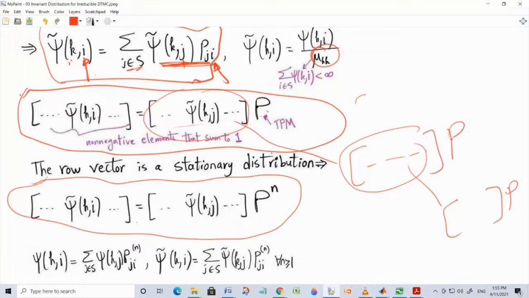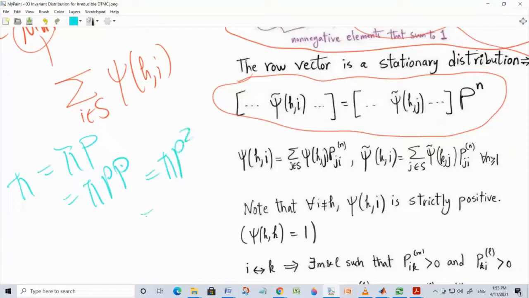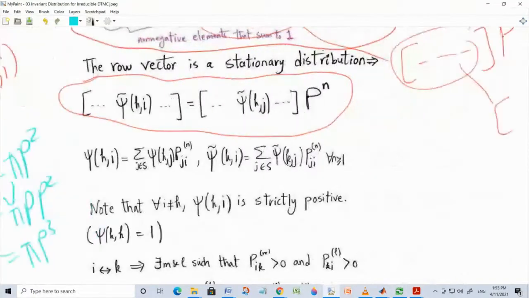Which is something that we know. If you have a stationary distribution, it satisfies the eigenequation of p, so pi is equal to pi p. Then it is equal to pi p squared, then pi p cubed, and so on and so forth. For every natural number n, this is true.